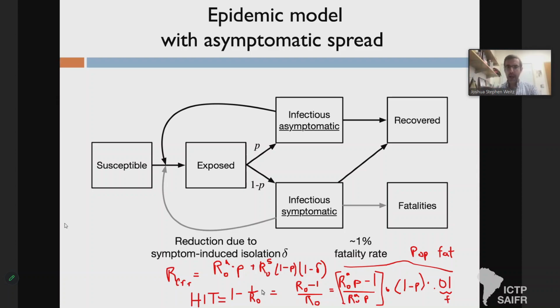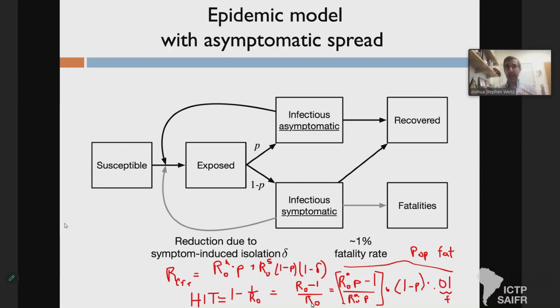That's good. This is just an equivalence. I just moved R naught to the top. I got R naught minus 1 over R naught. So again, it's 3 minus 1 over 3, 2/3, 4 minus 1 over 4, 3/4, 5 minus 1 over 5, 0.8, and so on. Is everyone with me?